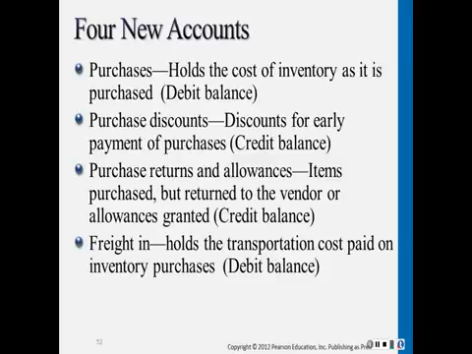Purchases returns and allowances. This is also a contra account and carries a credit balance. Items purchased but returned to the vendor are recorded in this account. Allowances granted by a vendor are also recorded in this account. Freight in. This account holds the transportation cost paid on inventory purchases. It carries a debit balance and is an expense account. In the perpetual system, all of these costs go into the inventory account.